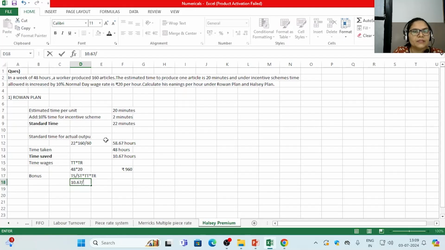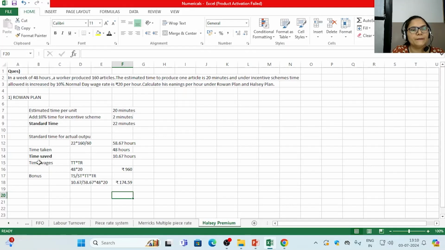Standard time we have already calculated, it is 58.67. Then we will multiply it by time taken, we all know it's 48. Again multiplied by time rate, which is 20. After doing all this calculation, we will be getting a figure of rupees 174.59.